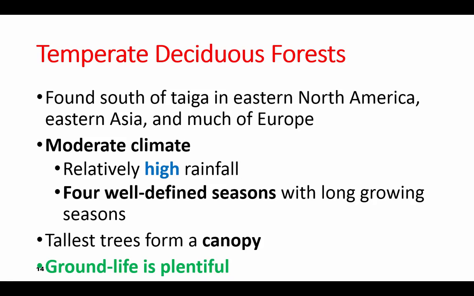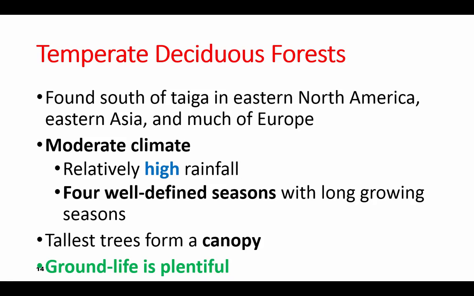The temperate deciduous forest is found south of that in North America, Eastern Asia, and a lot of Europe. The climate here is very moderate. We live in a temperate deciduous forest. Deciduous just simply means that most of the trees shed their leaves in the fall. Now that doesn't mean that we don't have any of the pine trees like you would find in a coniferous forest, but our dominant plant life is going to have trees that shed their leaves every fall.